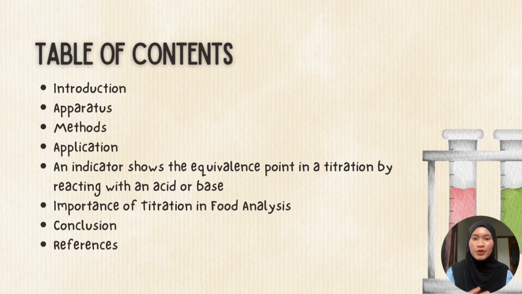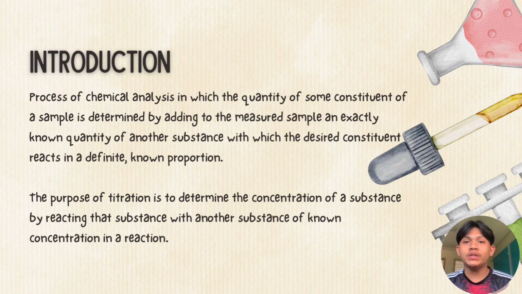In this video, we would like to figure out 6 things, which are introduction, apparatus, methods, application, and how an indicator shows the equivalence point in a titration by reacting with an acid or base, and lastly the conclusion. Let's begin with the introduction.